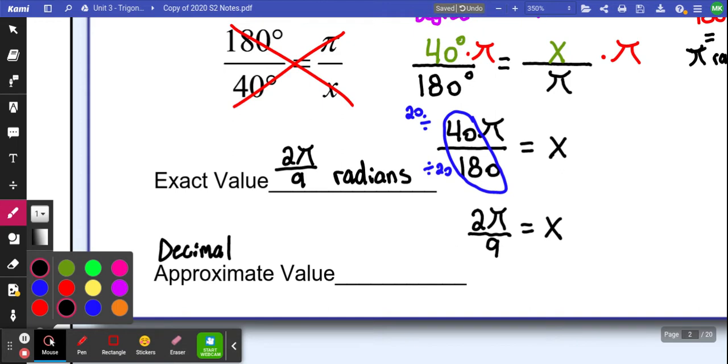I'm going to try to use my calculator on my computer. Your pi button is right here, right? Second, and then your exponent button. So 2 times pi divided by 9 would be 0.698 radians. Normally, I would only round to the nearest hundredth, but Merrick's in the room.